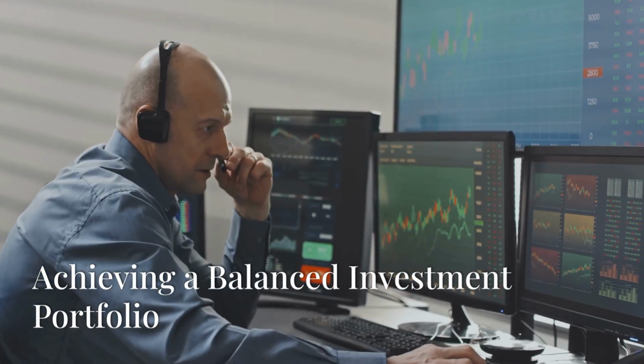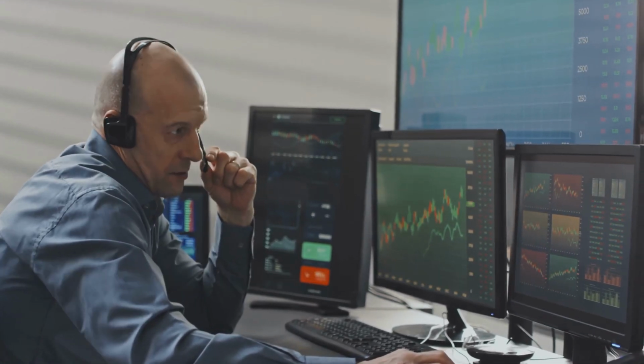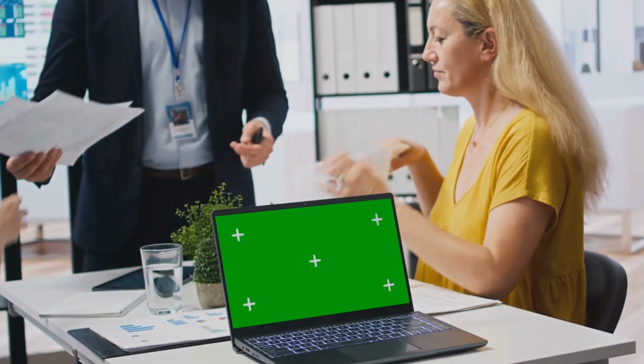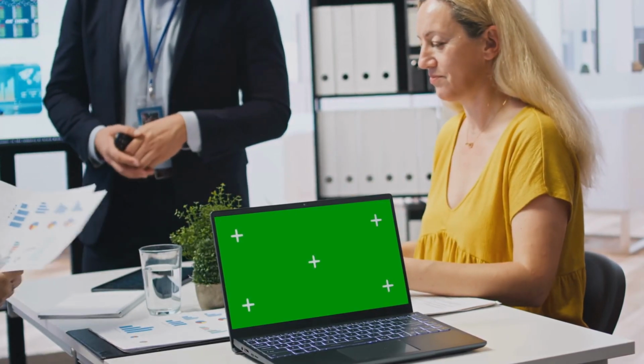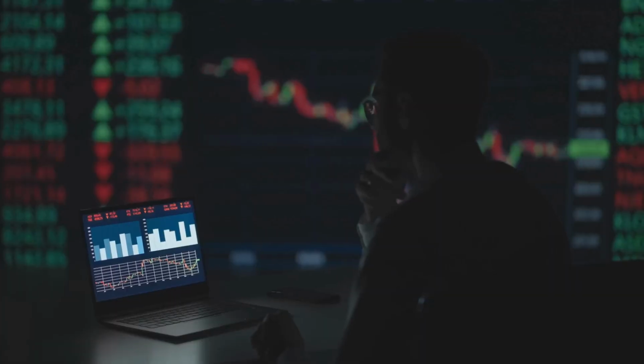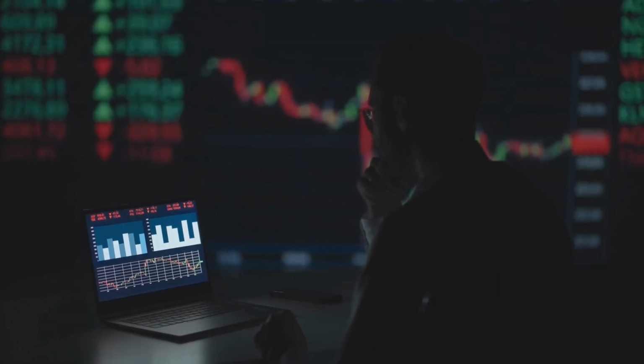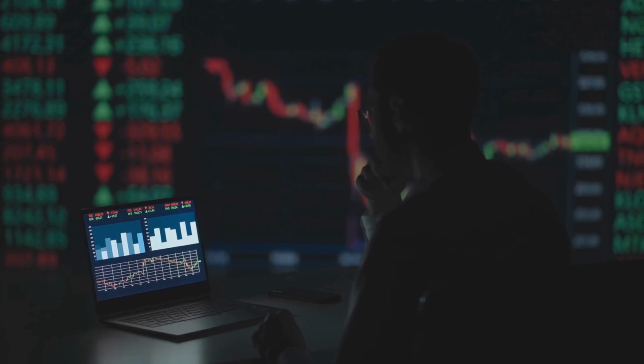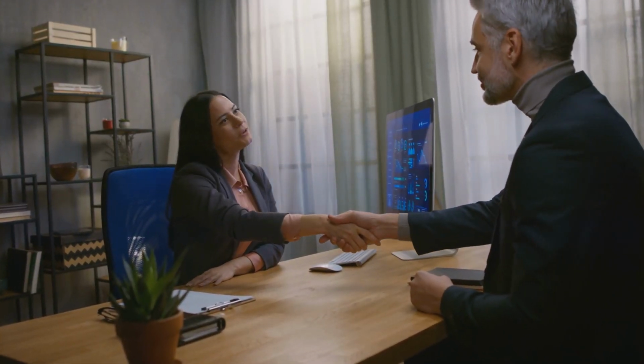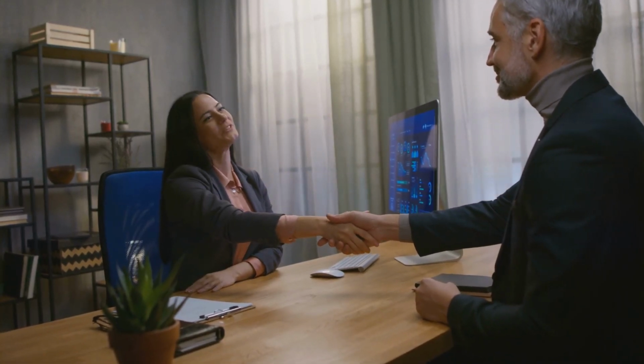Section 9. Conclusion. Achieving a balanced investment portfolio. Avoiding over-diversification is essential for maintaining a balanced investment portfolio. By focusing on quality over quantity, investors can enhance returns and manage risk effectively. A strategic approach to diversification ensures that the portfolio remains aligned with financial goals.